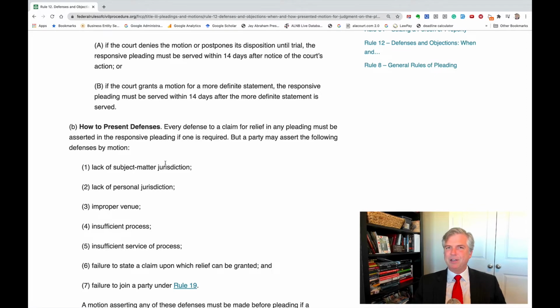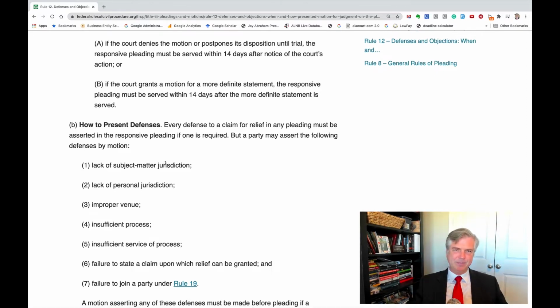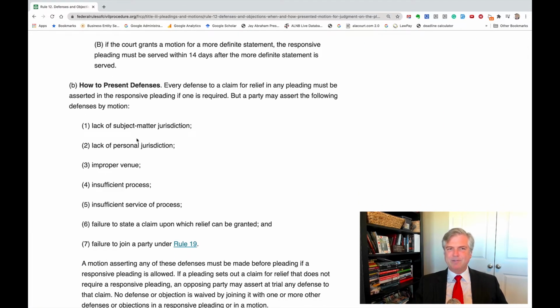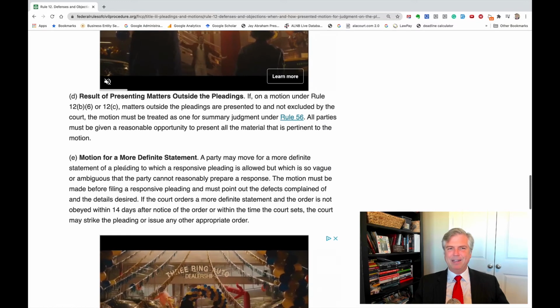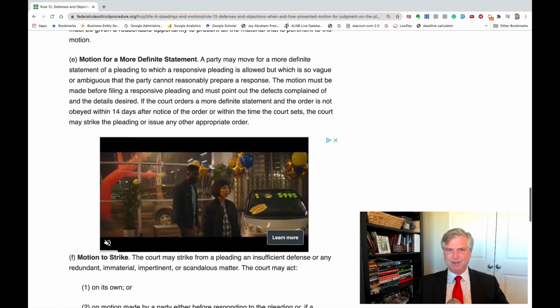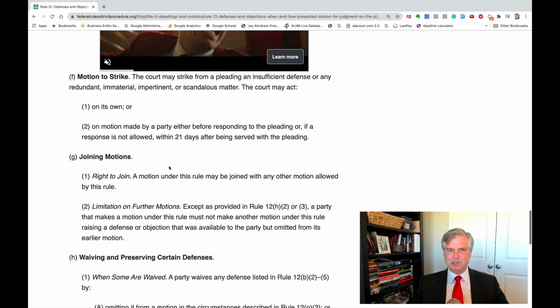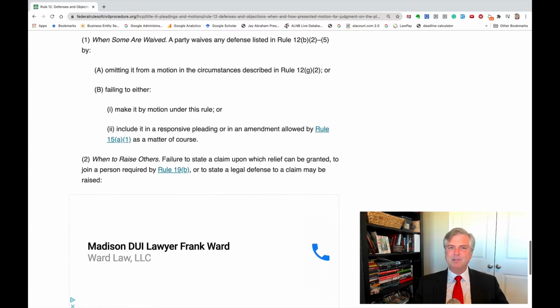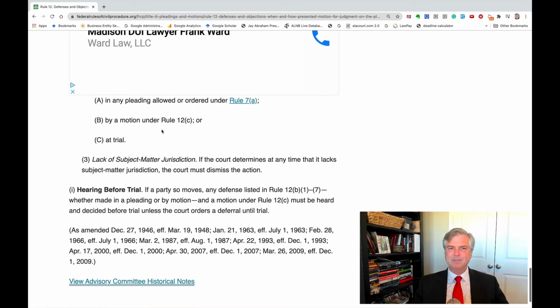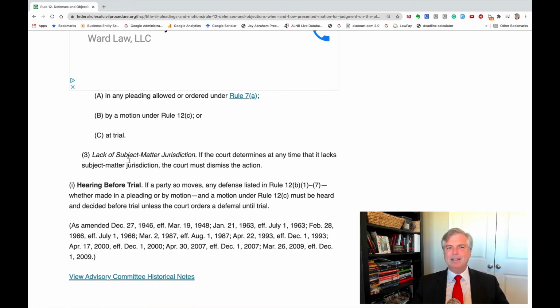And we've talked in other videos about affirmative defenses. So here are some defenses that can be pled, such as lack of subject matter jurisdiction, personal jurisdiction, improper venue. And then we have pleadings. And then we have what's called a motion for more definite statement. We have motion to strike. We have what happens if you don't plead certain defenses. Well, you would waive those defenses and lose those defenses. And then it goes on.